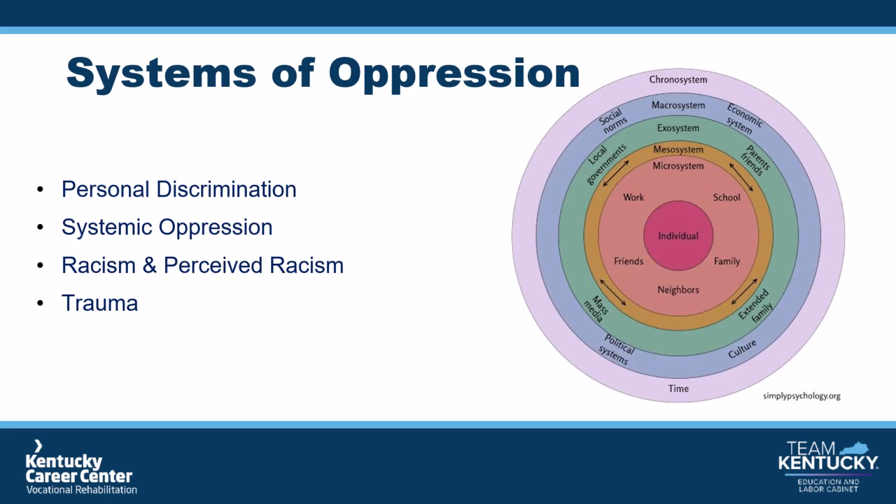On the other side of that coin, let's look at the negative aspects of an individual's ecological model. There are various levels of oppression. They can be personal discrimination, systemic oppression, racism and perceived racism, and trauma. Marginalized groups will often have long histories of discrimination that they have experienced in their personal and professional lives. These experiences carry to future encounters they have with other individuals in their lives.